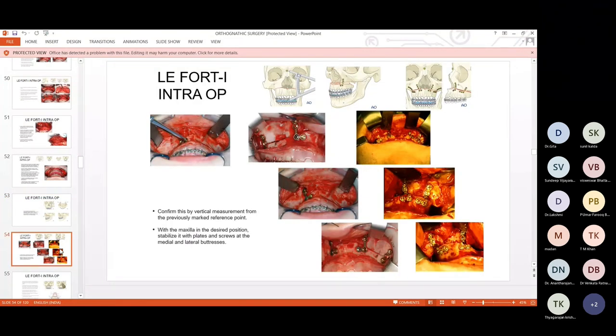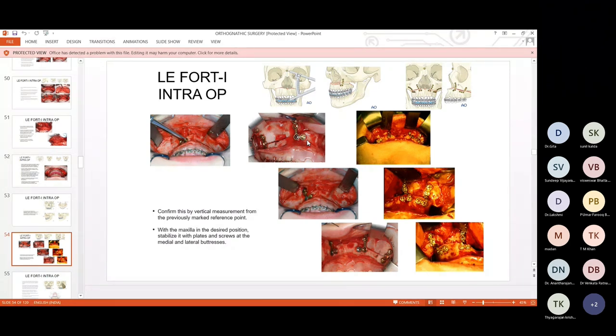So now again, after you have done that, you have to confirm the vertical measurement again, whether it is perfect. And then once you have the maxilla in the desired position, whether it has to be impacted or disimpacted and brought forward or moved laterally to correct the crossbite, or angular bites need correction, one side more, one side less. All these things can be done. I compare it to a small drawer. You can open it out and then you can tilt the way you want it. Either you can put it out, you can put it in, or you can tilt laterally.